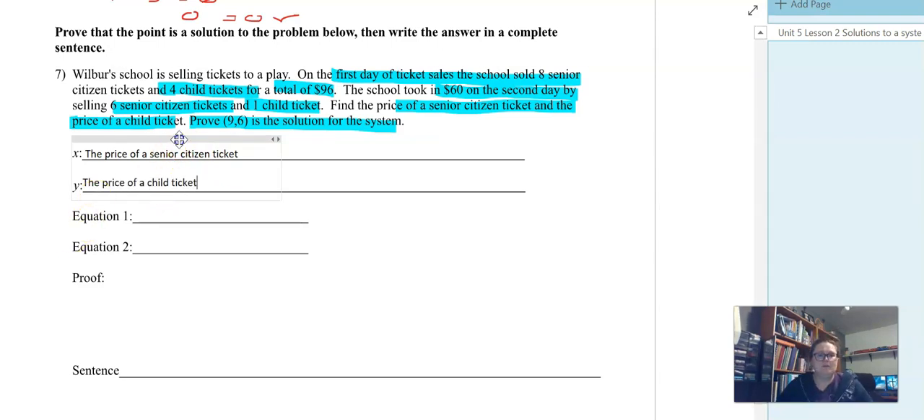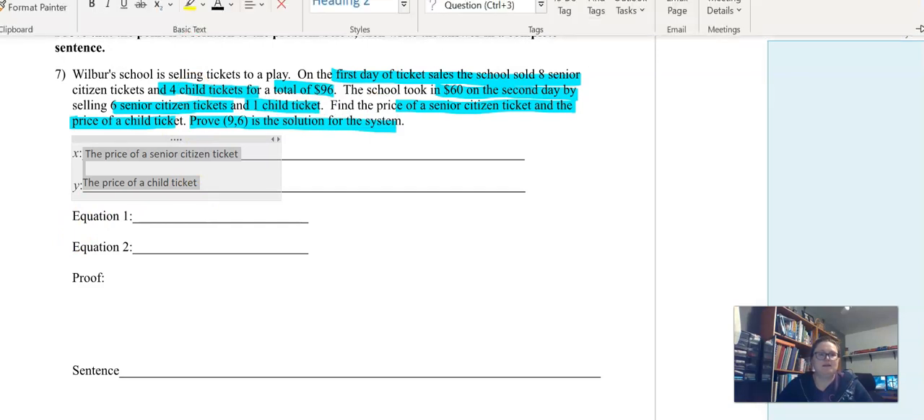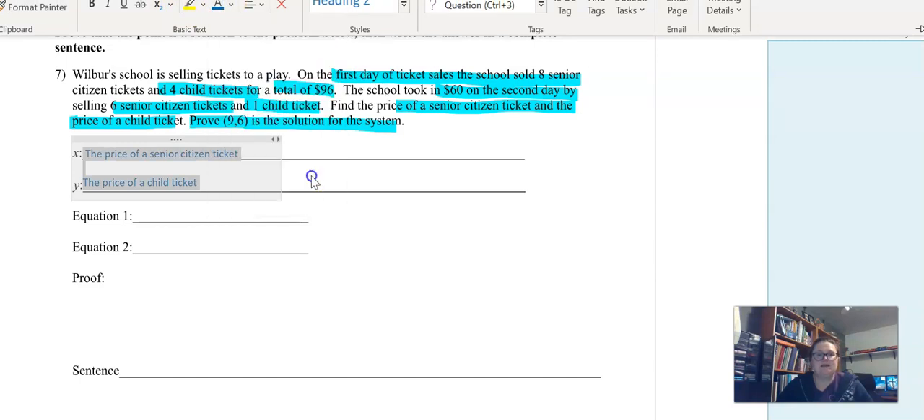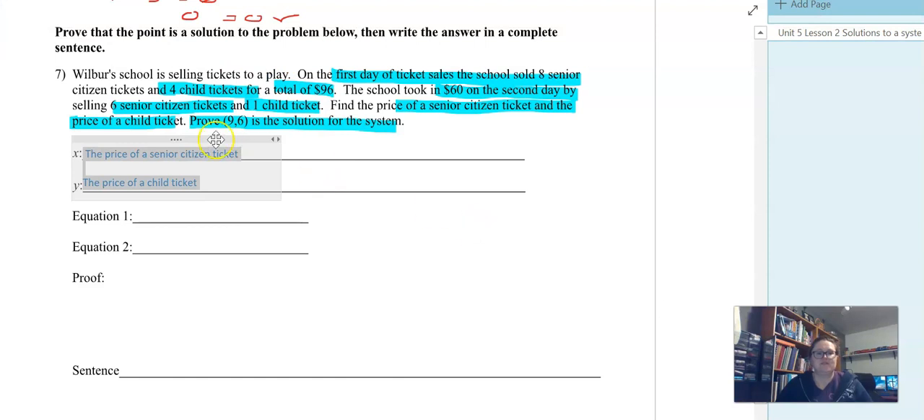And note here for both of these, my description of the variable is a phrase, something you could finish and make into a sentence that's your answer, okay? Now let's write our equations. This is one of the more straightforward ones. Each of these sentences is an equation. You have day 1 equation and day 2 equation.